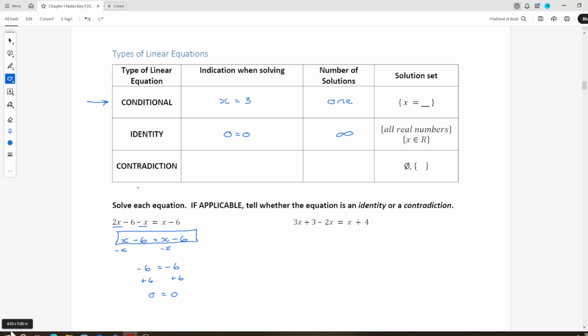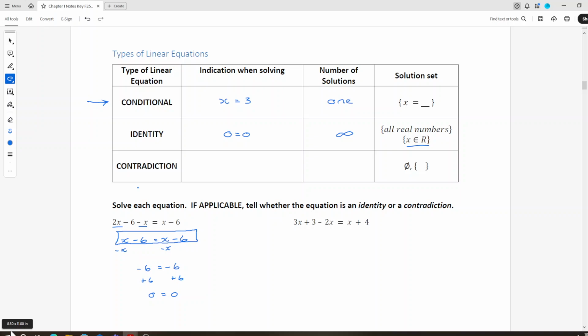To declare it as a solution set, you can use the set brackets, and you can say the answer is all real numbers for x. This is the shorthand for that. So x is an element of, this is an epsilon symbol. That means is a member of or is an element of. And then R stands for the real number system.